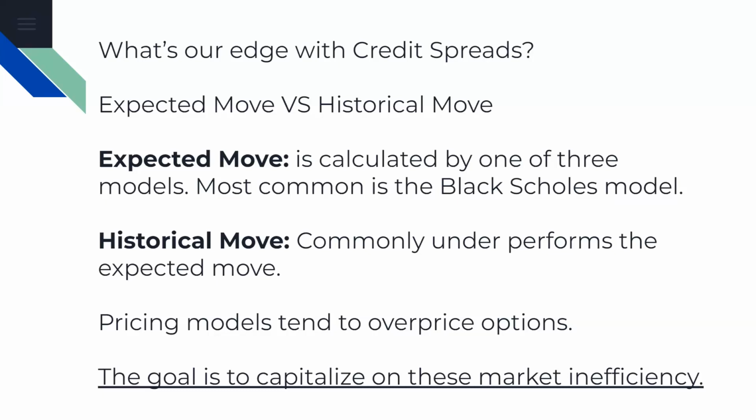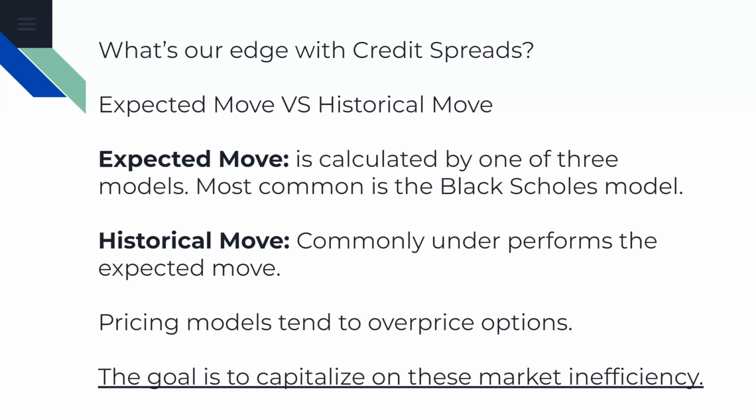So our edge is what we are going to be calculating against each other, which is the expected move, which is calculated by one of three models. The most common that people are familiar with is the Black-Scholes model. What this does is it calculates how much they expect a stock to move in a certain period of time. It's a very complicated equation. There's multiple things that go into it, but this is just the basics of what it is.